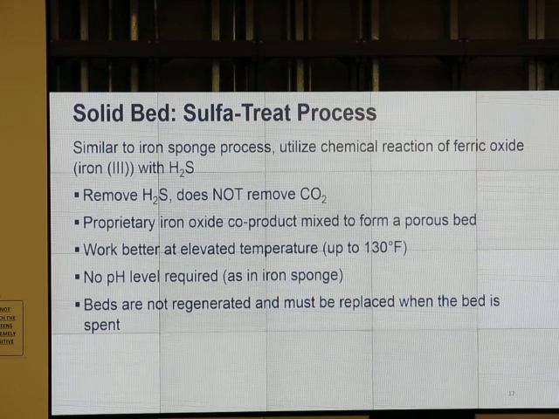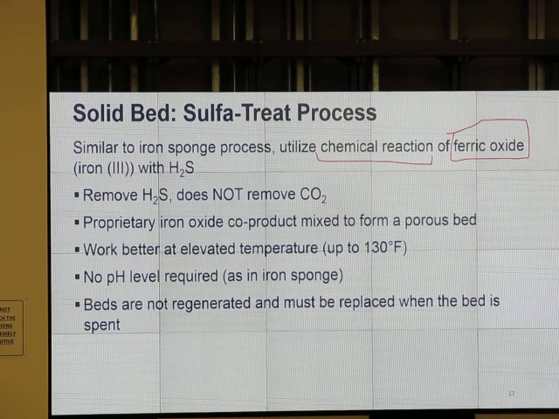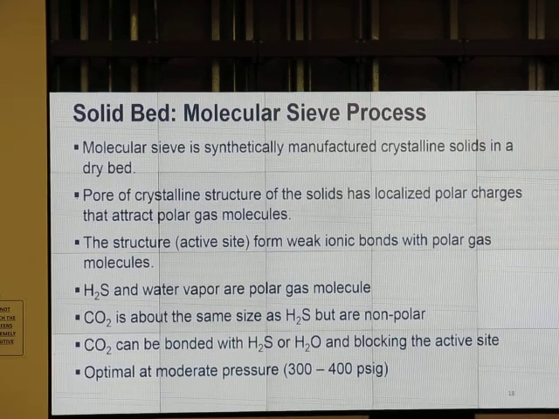Okay, next one is sulfur treat. It's similar to iron sponge, but it is another kind. It has ferric oxide, but the chemical reaction that happens inside is different. It's just ferric oxide. Okay. And we have molecular sieve.